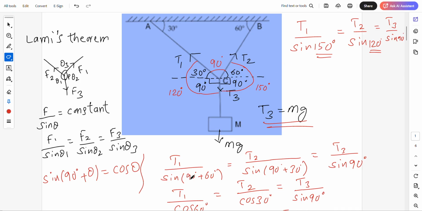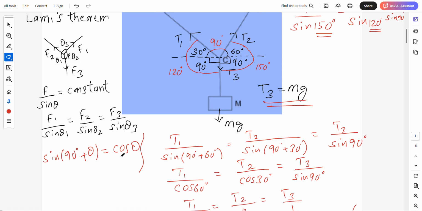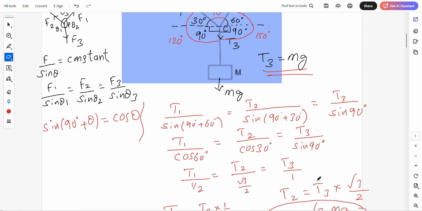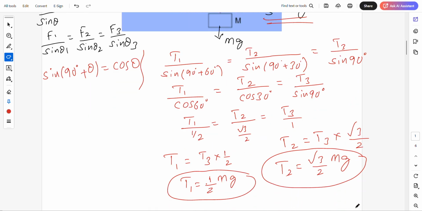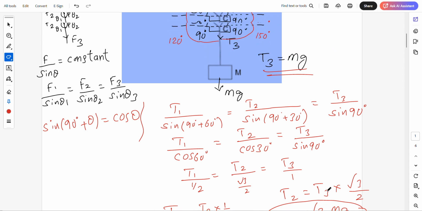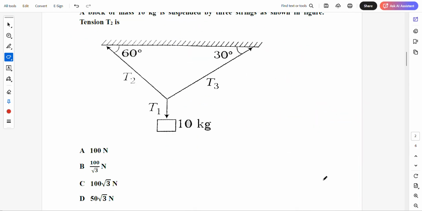Sine of 150, that is 90 plus 60, in place of 120, 90 plus 30, and sine 90 is equal to 1. So this one, T1 by cos 60 degree, T2 by cos 30 degree, T3 by sine of 90 degree. Now you can simplify for T1 and T2. T1 we got half mg and T2 we got root 3 by 2 mg. Hope you understood this problem very clearly. Let us go for the next problem.